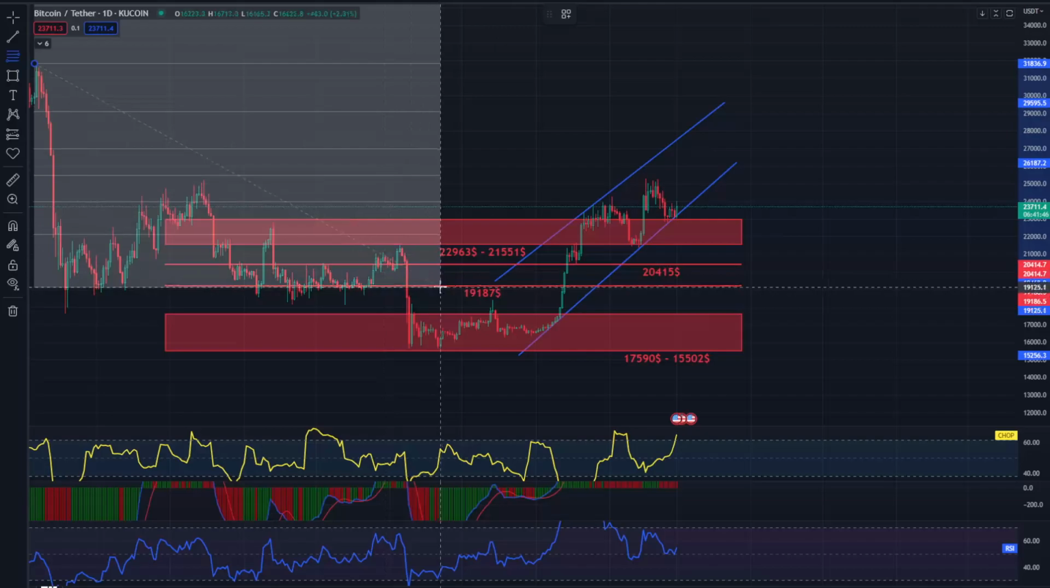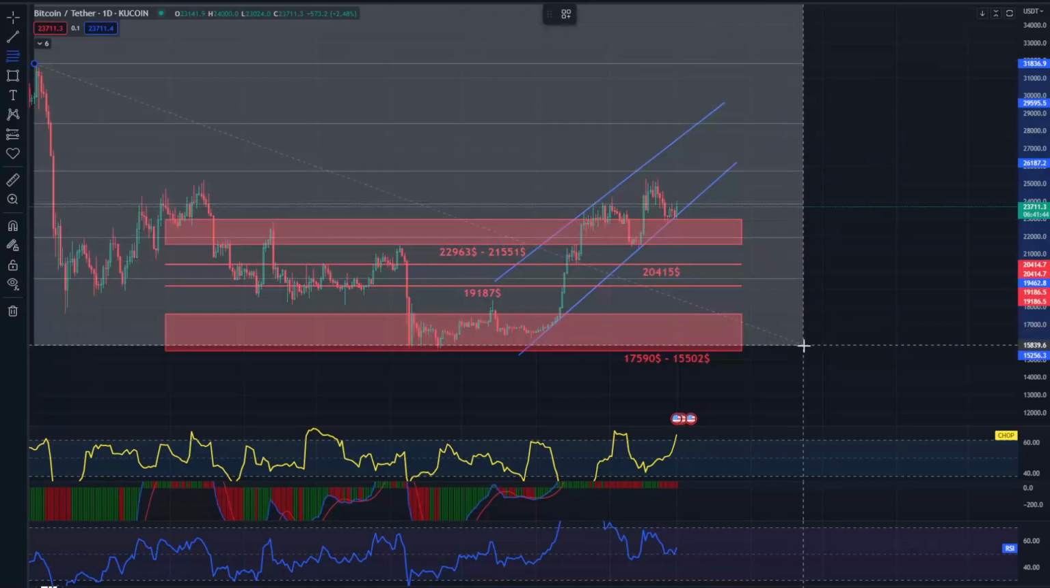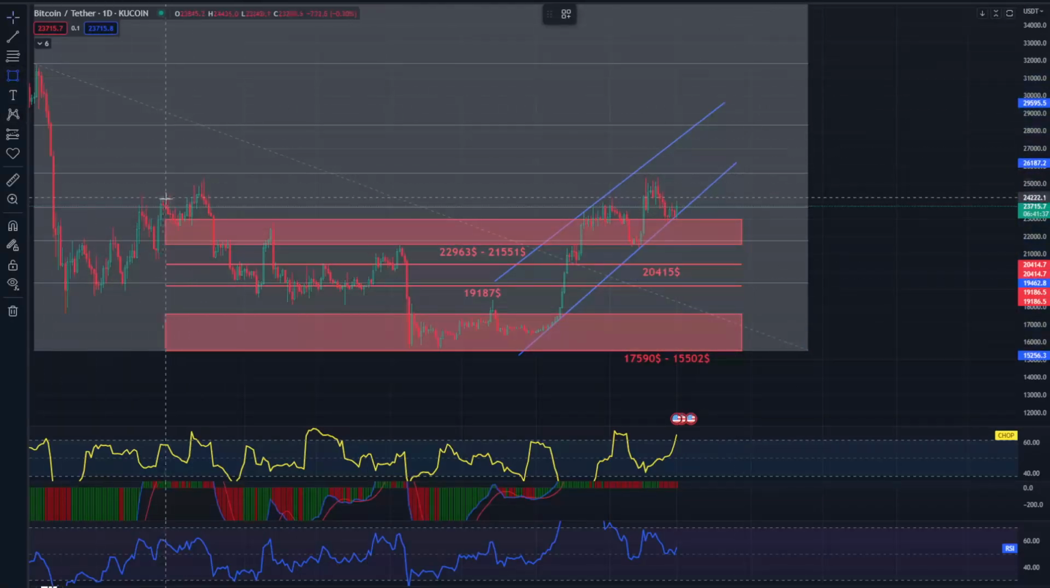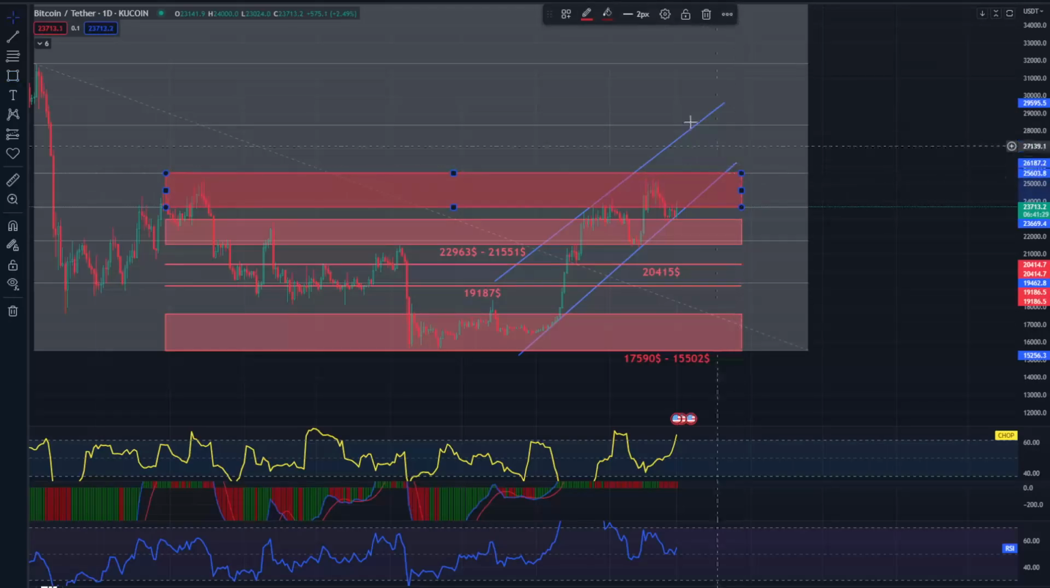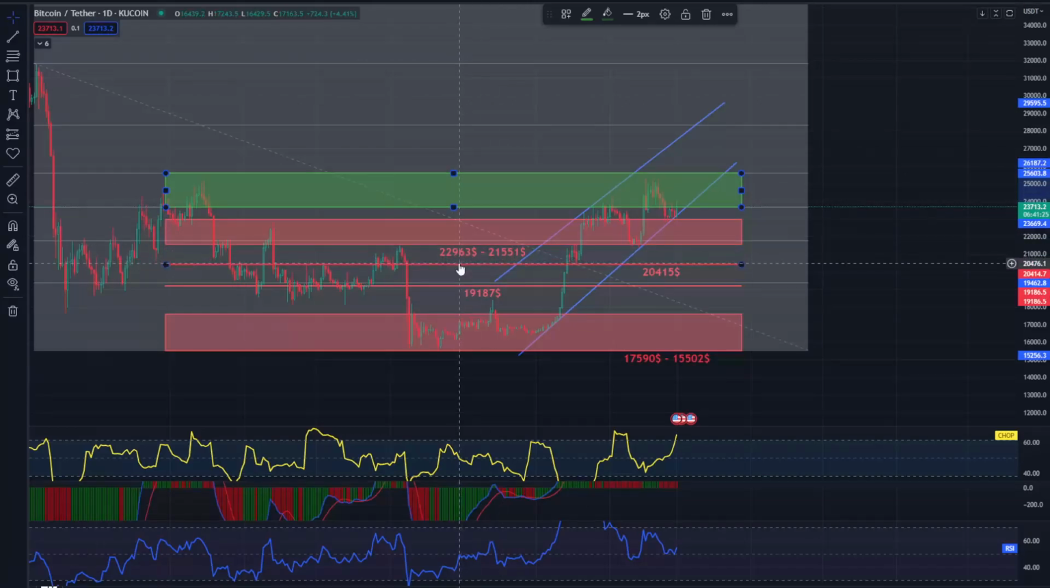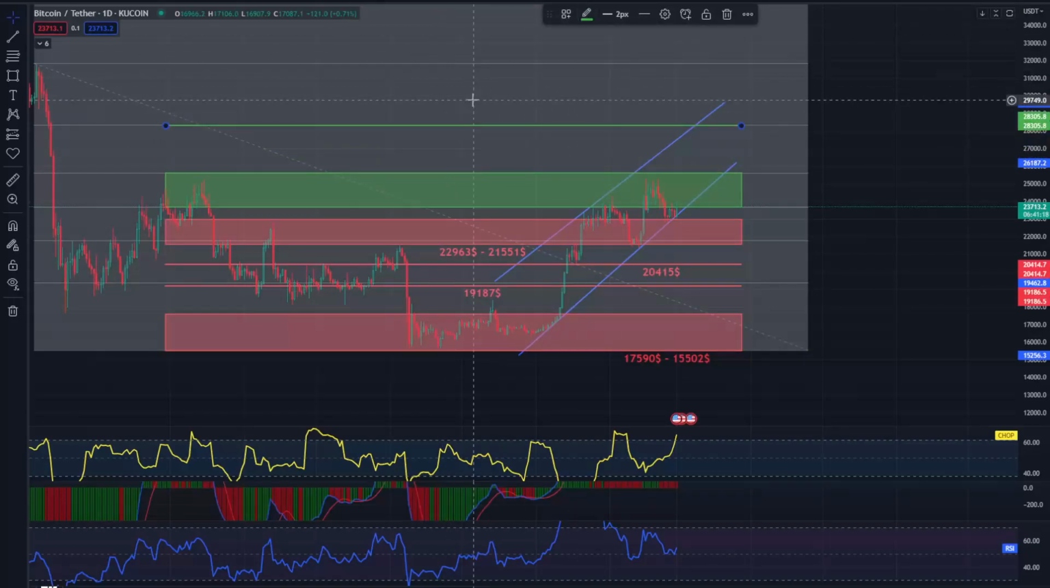Looking the other way, we can determine the places of resistance in a similar way. We will first mark the resistance zone from $23,700 to $25,604. When we manage to break it, we have a second resistance at $28,306. Then the price has strong resistance at $31,806.